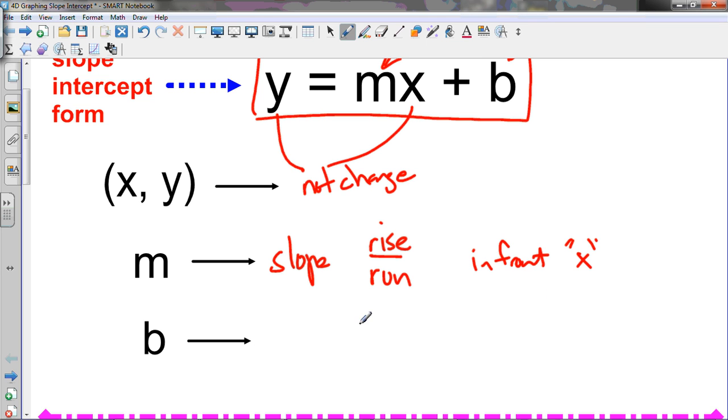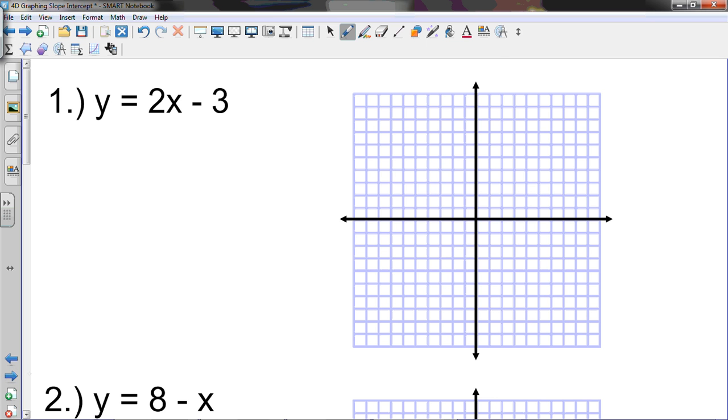And the b is the starting point. Again, it's the y-intercept, so it's 0, comma b, and it's where it crosses the y-axis. So we have where we start on the y-axis, and then from there, what direction do we go? Now, the m and the b will become fixed numbers, whereas the x and the y are a series of millions of points that change and represent the different solutions on that line. Let's take a look at this example.